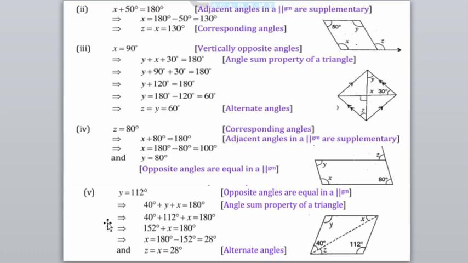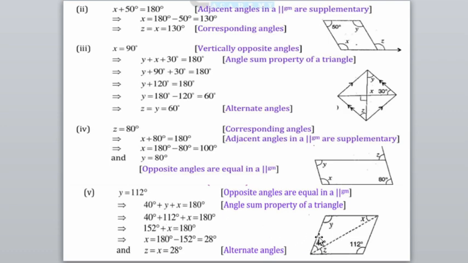Then fifth one, here it is given a parallelogram in which we have to find out the value of x, y and z, and here two angles are given, that is 112 degree and this one as 40 degree. Now y equals 112 degree. How? Because the 112 degree angle which is given is exactly opposite to y, and in a parallelogram opposite angles are equal. Therefore y equals 112 degree.